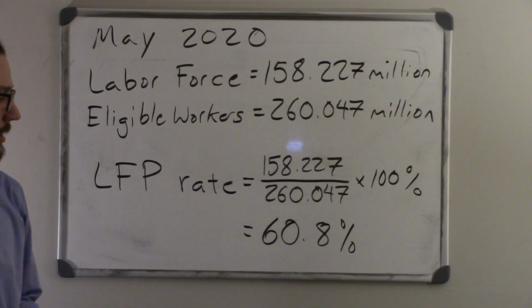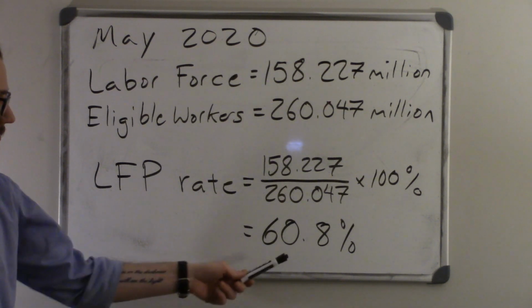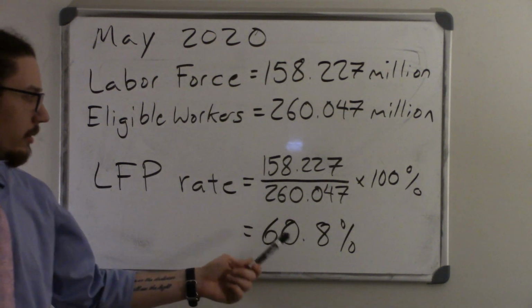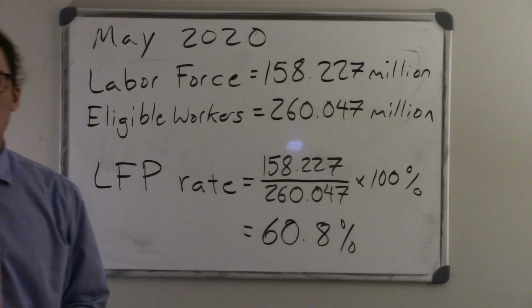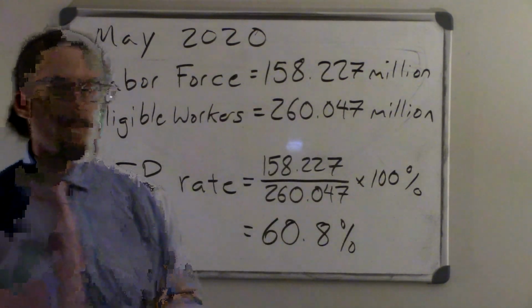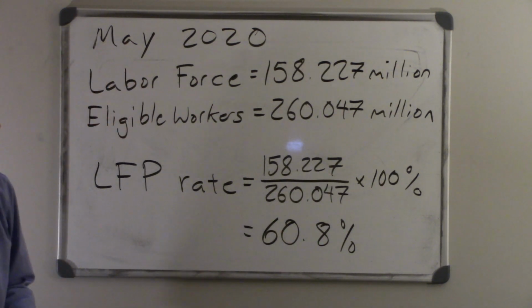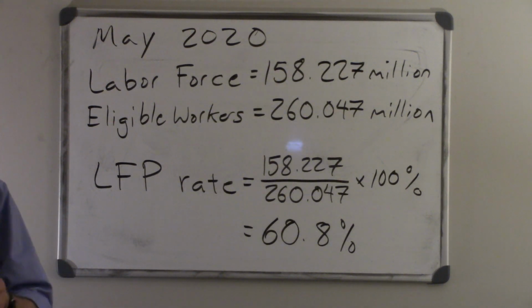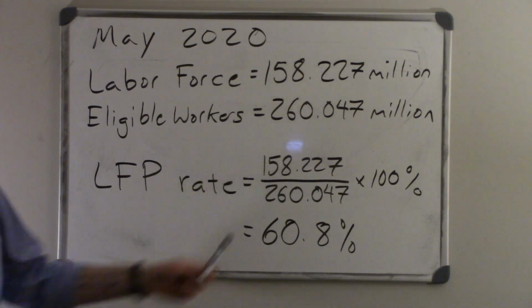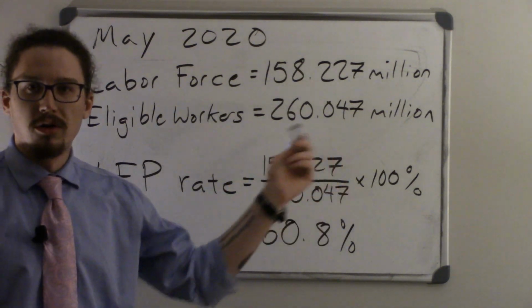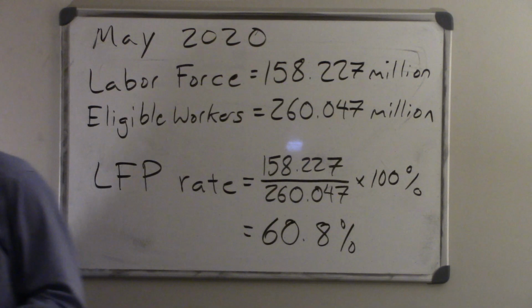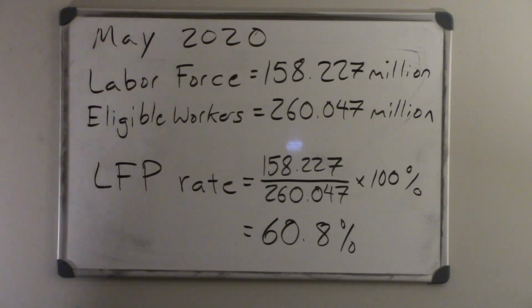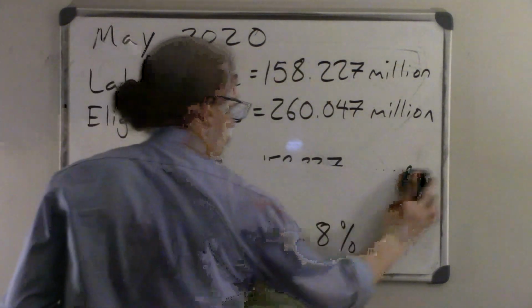All right, now granted, one of the reasons it is still probably high is because the unemployment benefits have been kind of generous lately. So a lot of people had more of an incentive to go claim those benefits and stay in that looking for work status, staying in that labor force number. All right, but that is how we calculate our labor force participation rate.